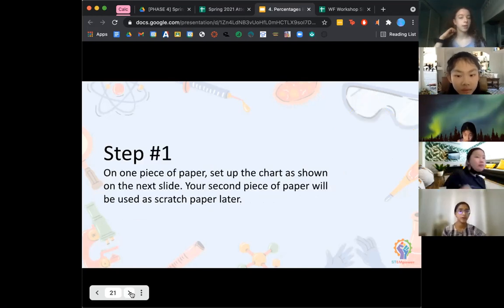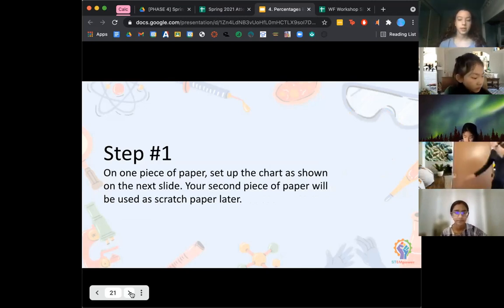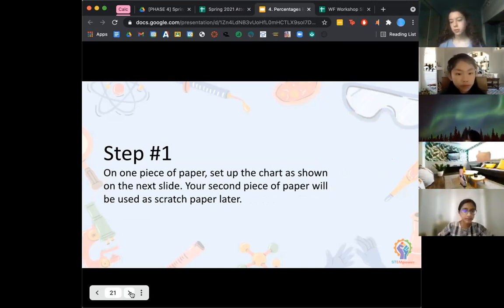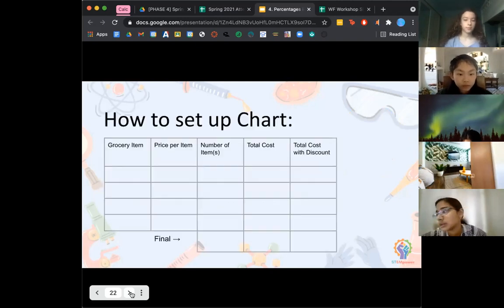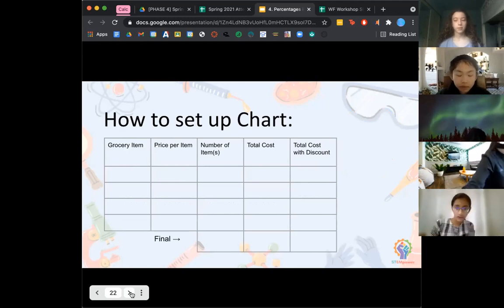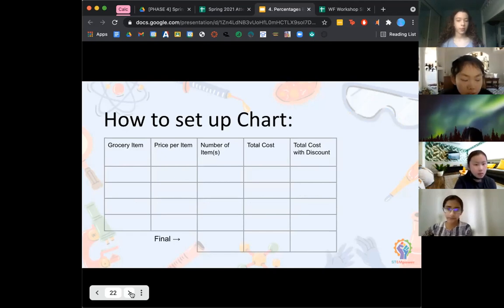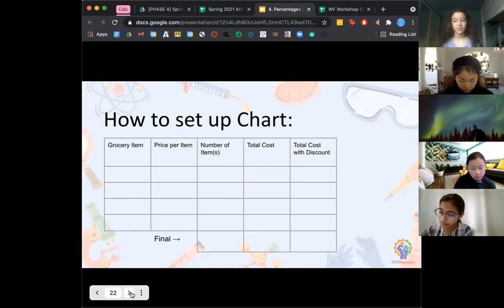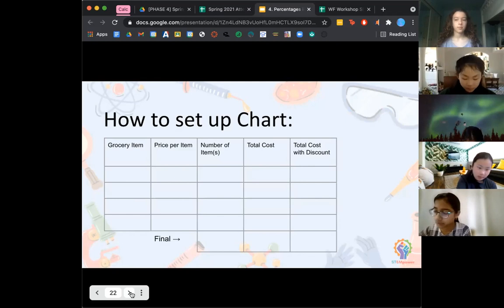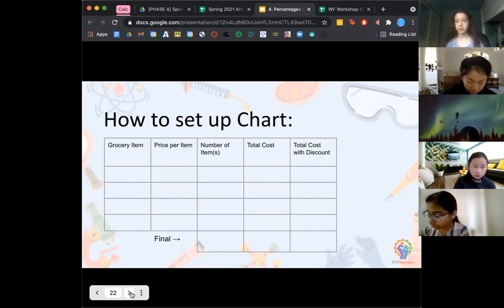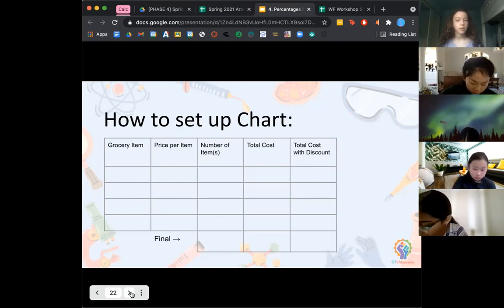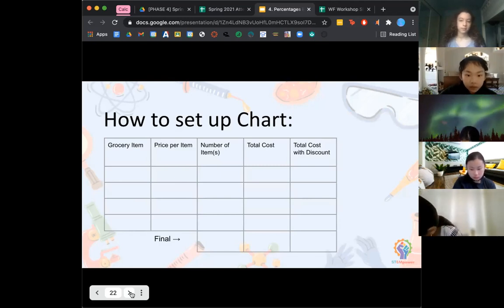Step 1, on your piece of paper, I want you to set up the chart that's on the next slide, and then your second piece of paper will be used for your calculations later. All right, so just set up that chart on one of your pieces of paper. And let me know when you've got that done. Can we draw the whole thing? Yeah, draw the whole thing. Good question. I'll give you a couple minutes to get that done. Don't worry about it being perfect. You just need space to write numbers in.